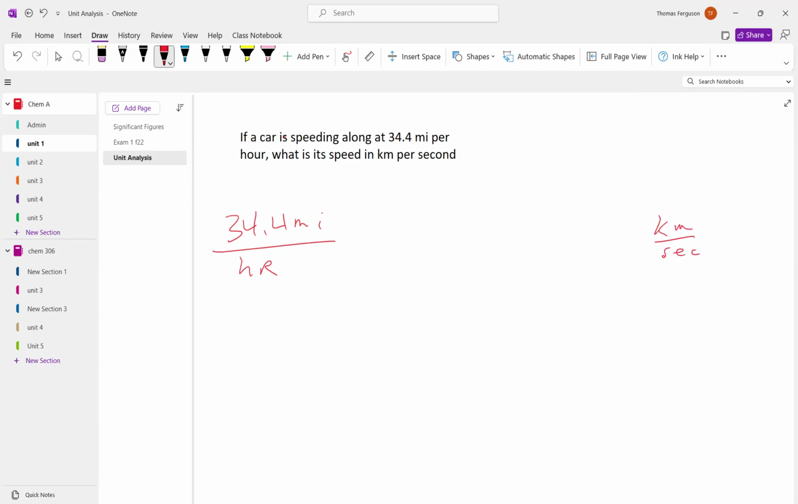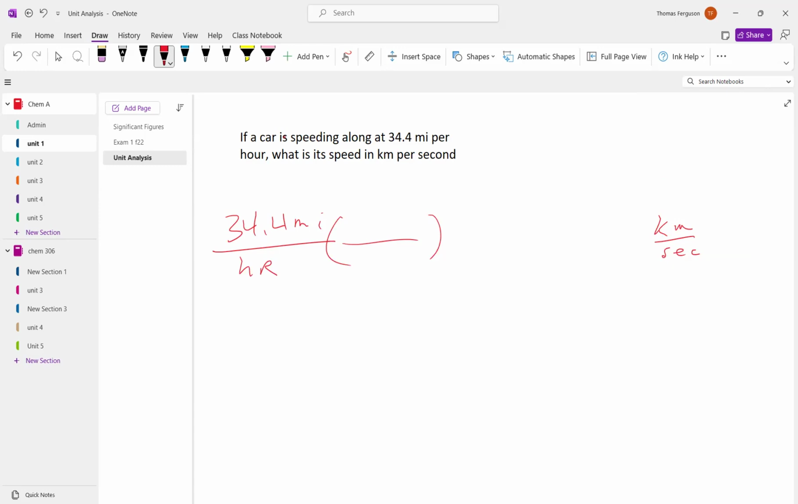Okay, and like I said before, there are two problems here. There's the numerator conversion and the denominator conversion. And it doesn't matter which one you do first. So let's do the numerator one first. We're going to get miles over to kilometers. How many miles are in a kilometer? Does anyone have that worksheet up? I couldn't pull it up.